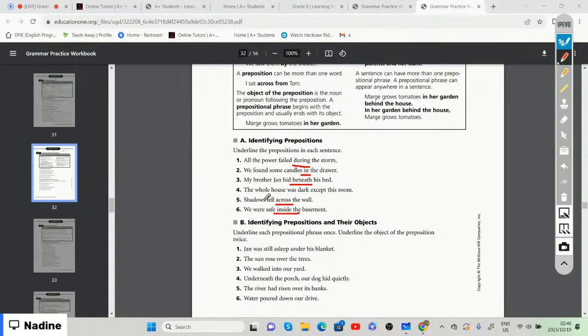Oh, we didn't do number 4. The whole house was dark except this room. So we can say except.